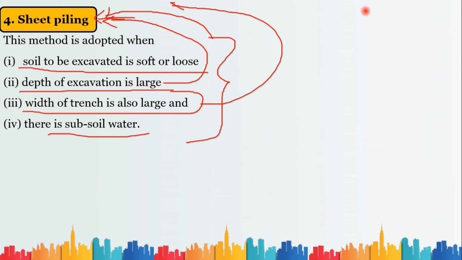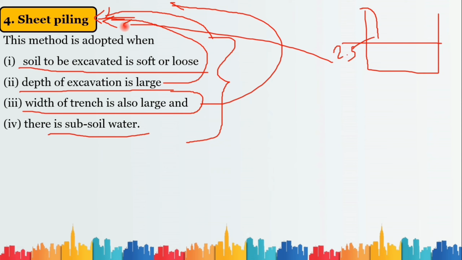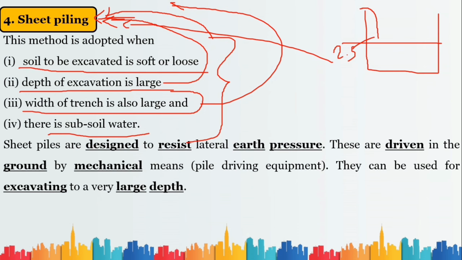Clear? For example, this is your site and you start to excavate, and at 2 or 2.5 meters there is a water table. So we cannot use method number 2 or method number 3, and we directly choose method number 4. These are the four common indications that can be used at any site, and because of them I choose method number 4. When we choose method number 4, the sheet is driven into the ground mechanically.